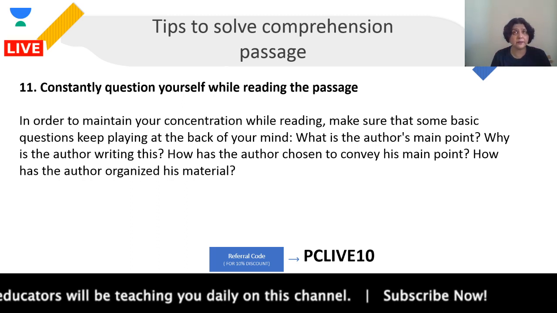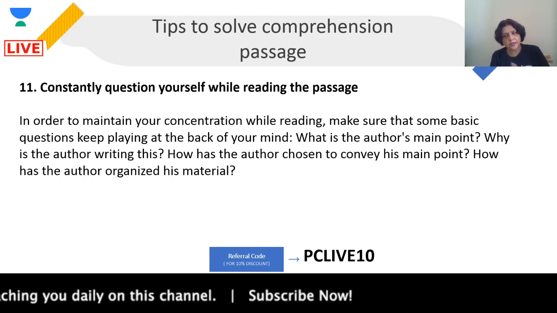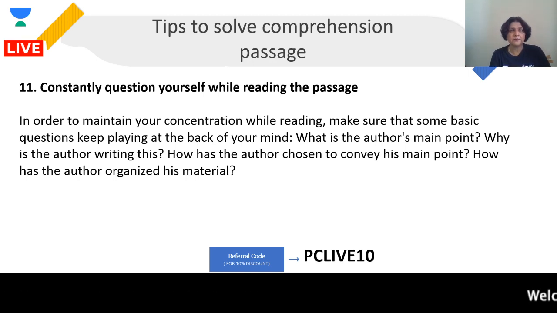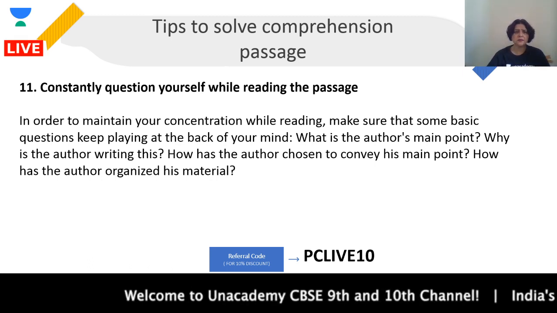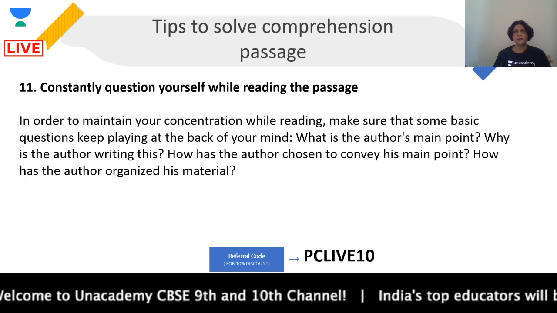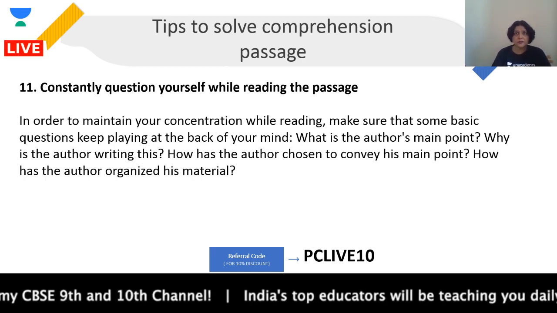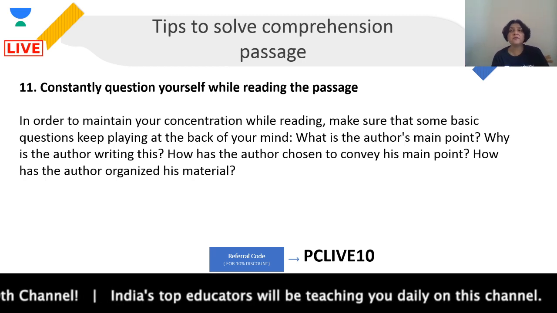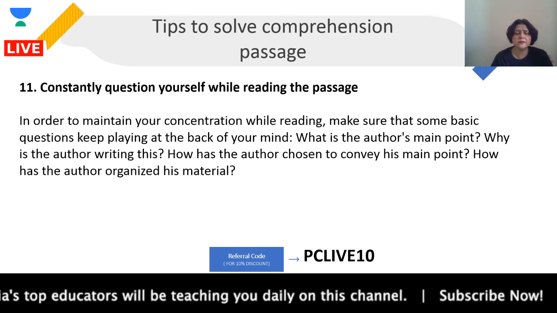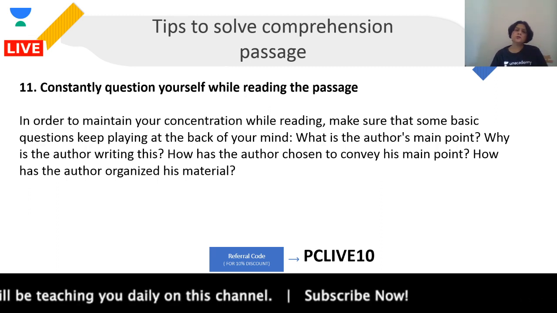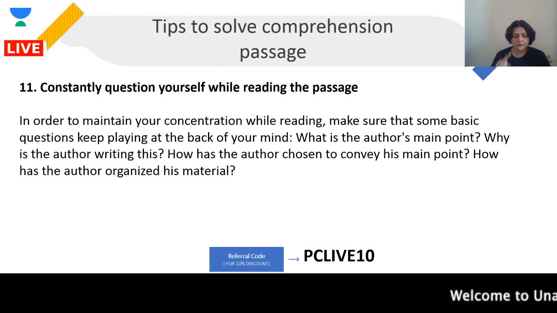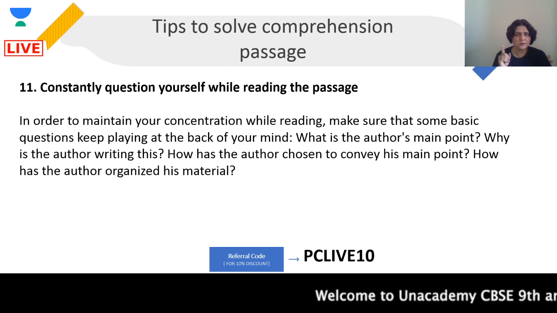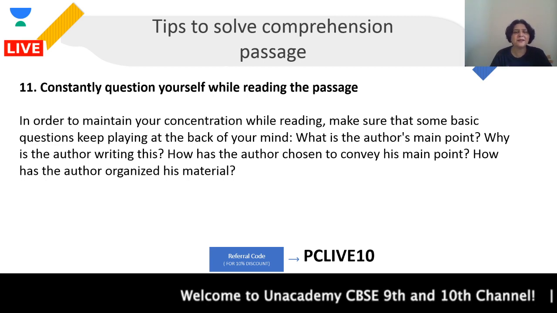What kind of vocabulary or sentences has been chosen by the author to express the main point or the central idea of this passage? How has the author organized all his material, the facts, the data? Because in a factual passage, you will get certain facts and data. In a discursive passage, also there is certain content. So while I'm reading the passage, it should be a constant process going on in your mind.